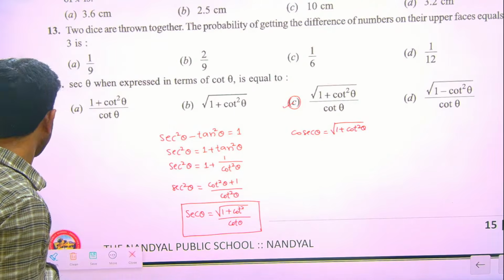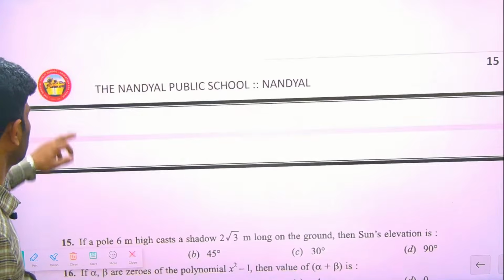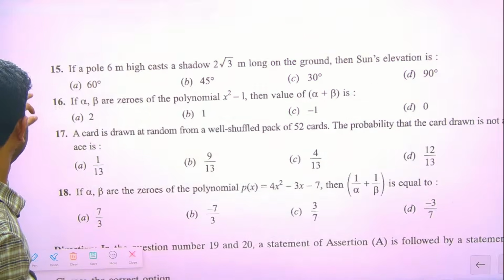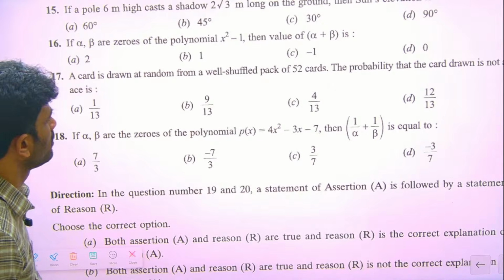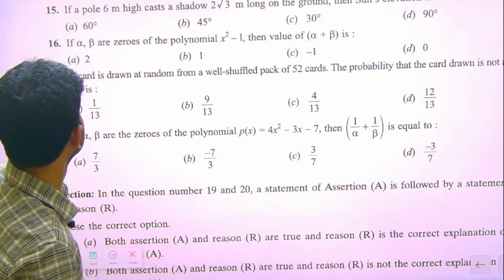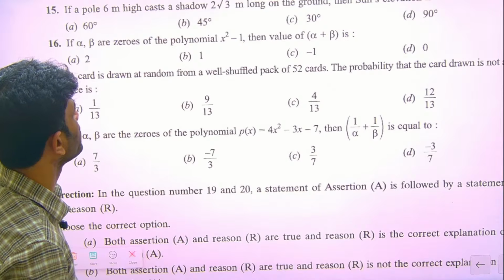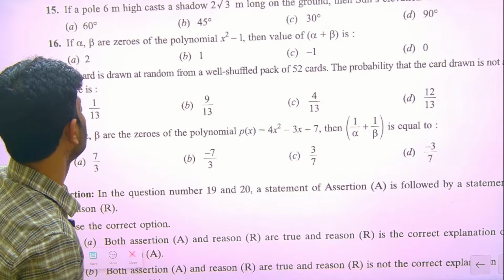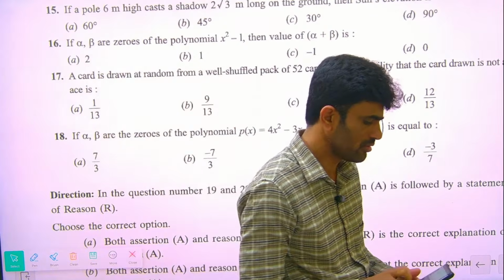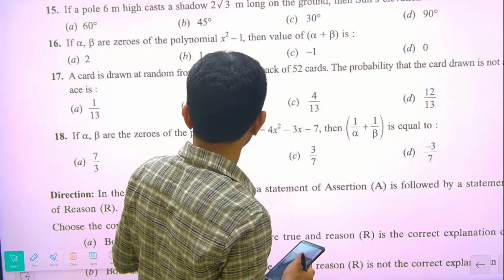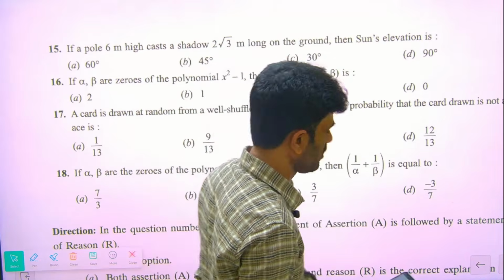Now question number 15. Let's try 15 to 18 now, 4 questions. A pole of 6 meters height casts a shadow 2 root 3 meters long on the ground. The sun's elevation is? Which topic is it? Applications of trigonometry.